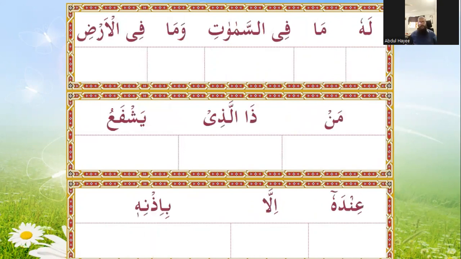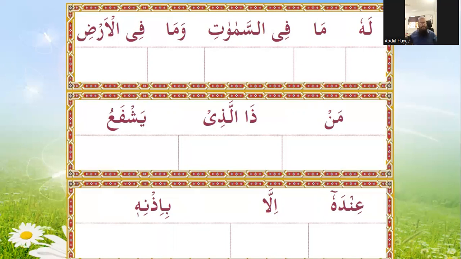Bismillah. Lahu ma fis samawati wa ma fil ard. Man zallazi yashfa'u indahu illa bi'iznihi. Lahu, we have done the complete table: lahu, lahum, laka, lakum, lana. We know the meaning. Ma, we know the meaning. Fi, we know the meaning. As-samawat, we have studied this word. Where have we studied it? Mil as-samawat, mil al-ard, mil ma bainahum. There we studied this word.